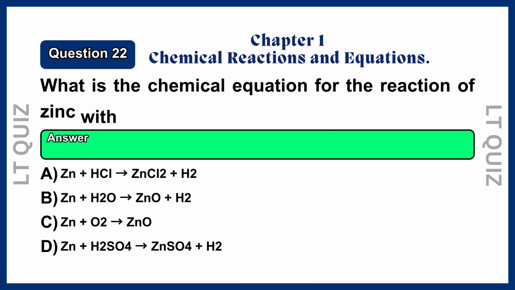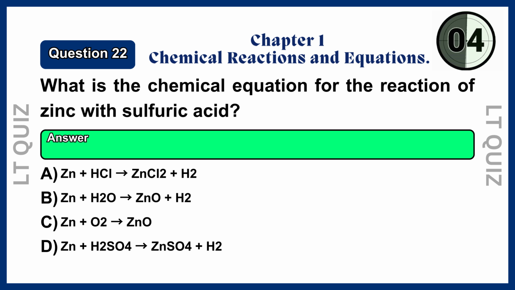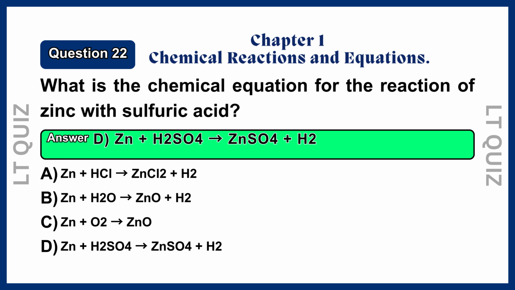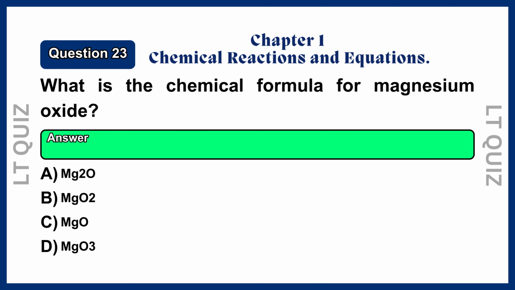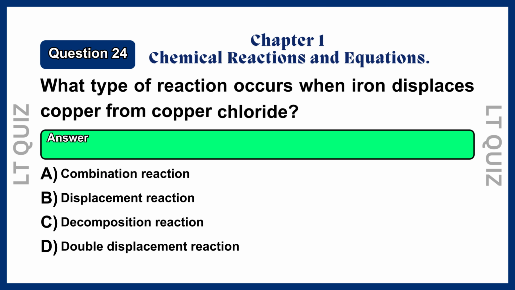What is the chemical equation for the reaction of zinc with sulfuric acid? The correct answer is option D. What is the chemical formula for magnesium oxide? The correct answer is option C. What type of reaction occurs when iron displaces copper from copper chloride? The correct answer is option B, displacement reaction.